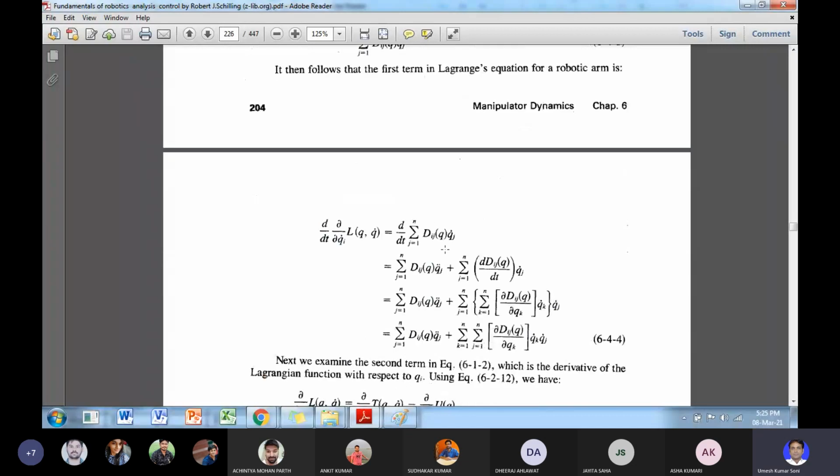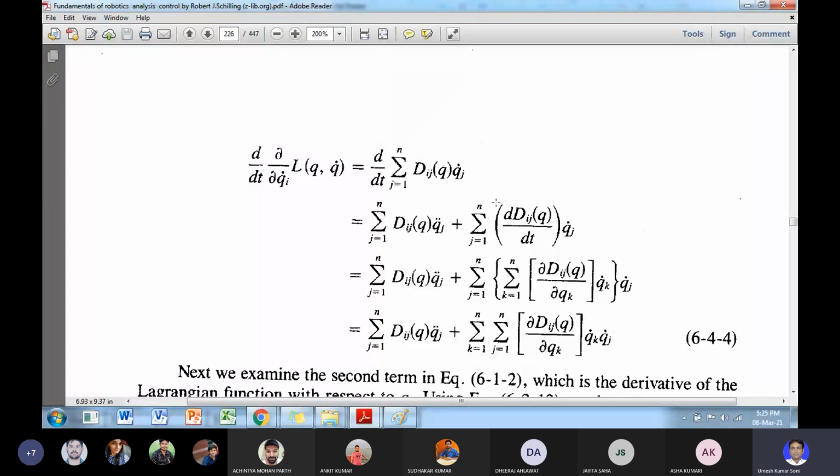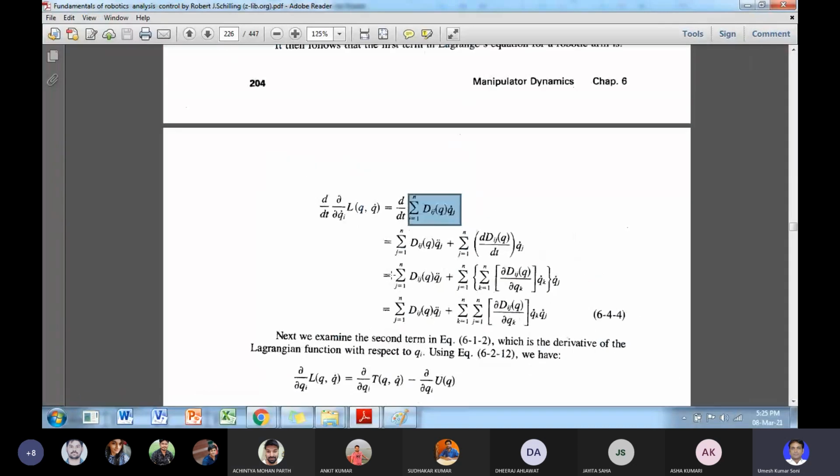Clear, is it understandable, students? Yes, sir. Simply it has done the derivative of this term from the previous equation, the time derivative. Then the time derivative will be q dot j. If we take the time derivative, it will be equal to q_j double dot.